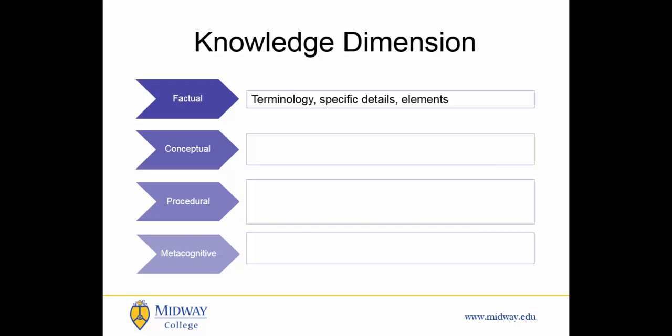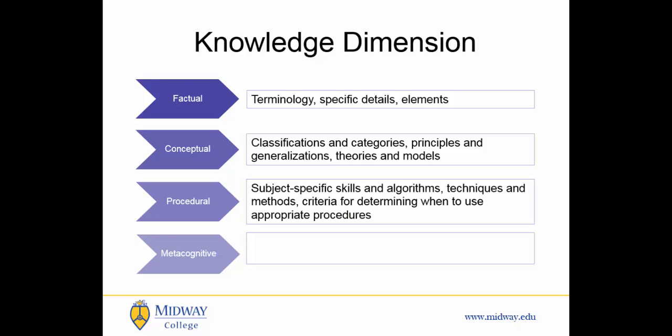Bloom's revised taxonomy included structural modifications with the addition of the knowledge dimension. The revised taxonomy classified 4 types of knowledge learners may be expected to acquire or construct, ranging from concrete to abstract. Factual knowledge includes terminology, specific details, and elements. Conceptual knowledge refers to classifications and categories and includes principles, generalizations, theories, and models. Procedural knowledge are subject-specific skills, techniques, and methods. This type of knowledge includes the ability to determine criteria for when to use appropriate procedures.